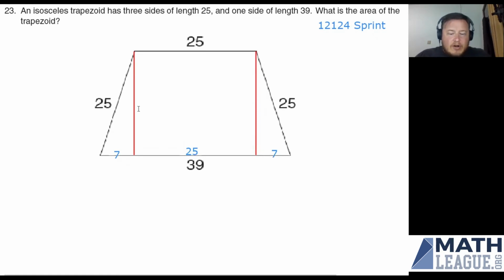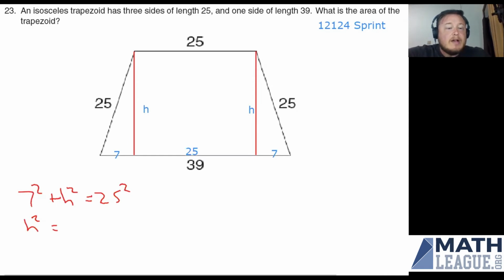I'm going to call the height h for now, and remember that's the same on both of these triangles. And remember we have the Pythagorean theorem, which tells us that 7 squared plus h squared equals 25 squared. This is true of any right triangle: the sum of the squares of the legs is the square of the hypotenuse, but hopefully you've got this memorized. There are a few right triangles that show up frequently enough, and a few patterns, that you should be able to look at this and say, oh, h is 24. If you're not sure, you can rewrite it: h squared equals 25 squared minus 7 squared.